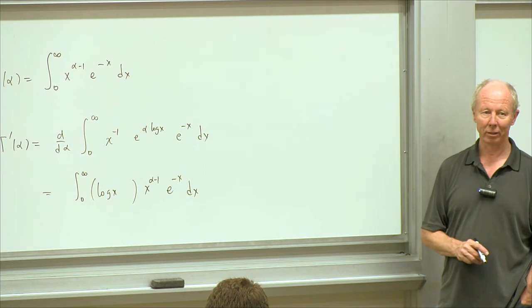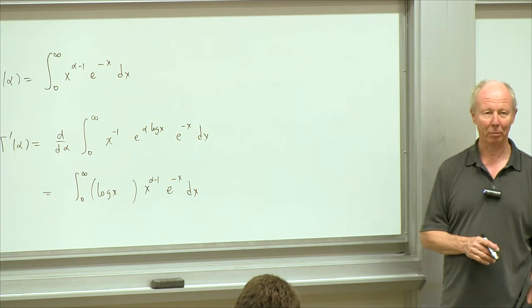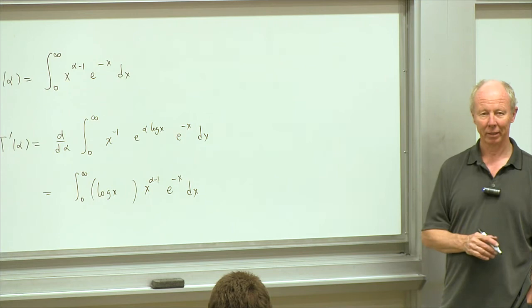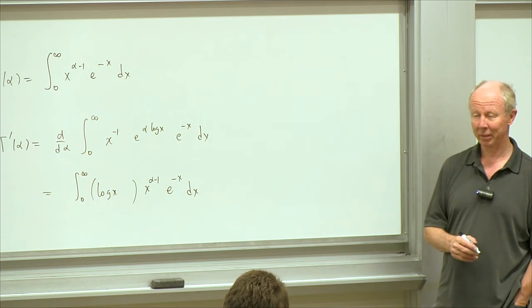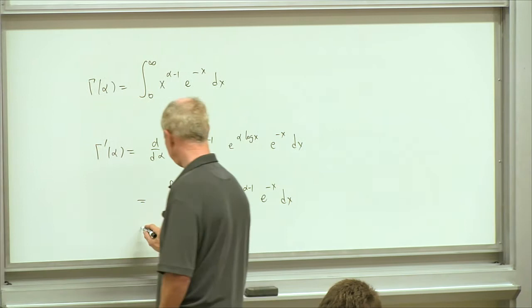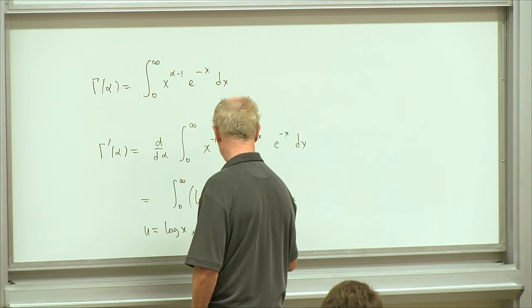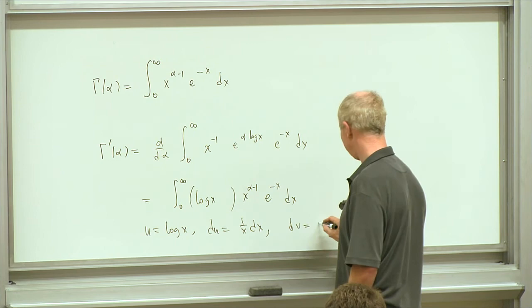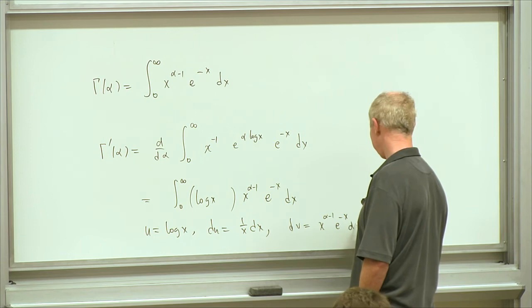And, well, I don't see how to integrate that right off the top of my head. You might be able to. How do you get rid of logs? Let's just make one stab at it. I would try integration by parts. u equal to log x, du equal to 1 over x dx, dv equal to x to the alpha minus 1 e to the minus x dx.